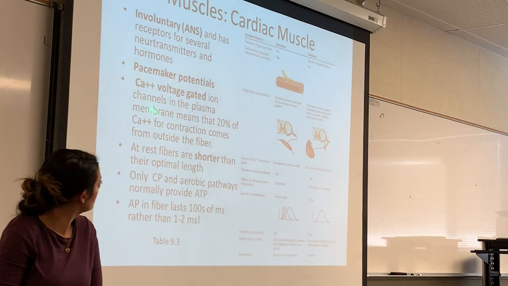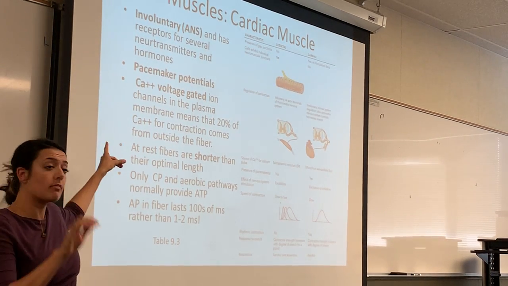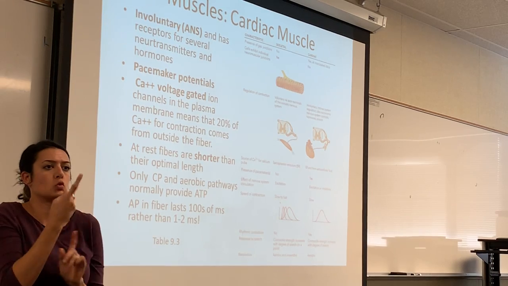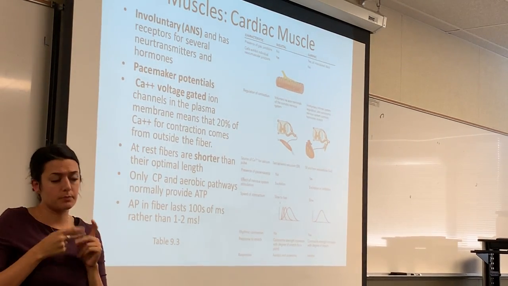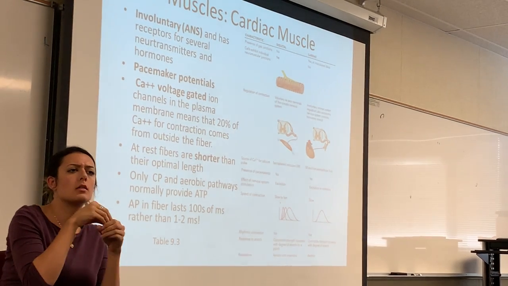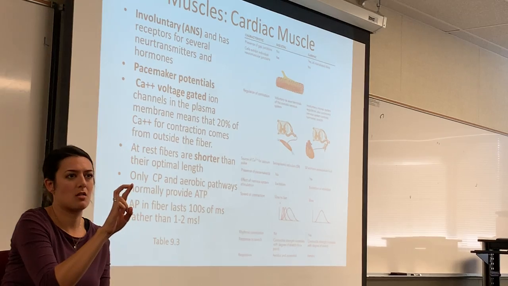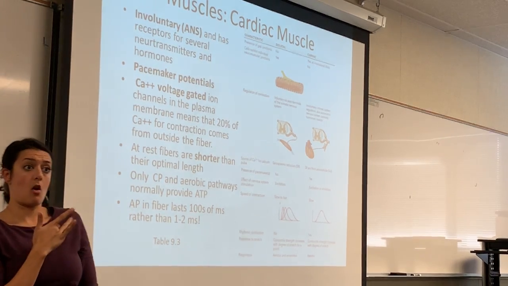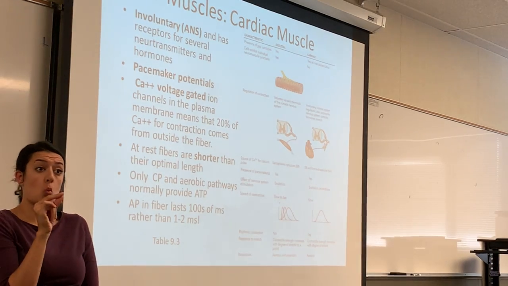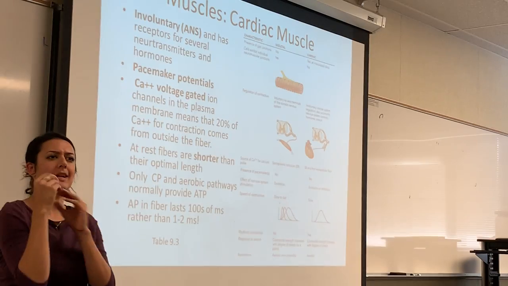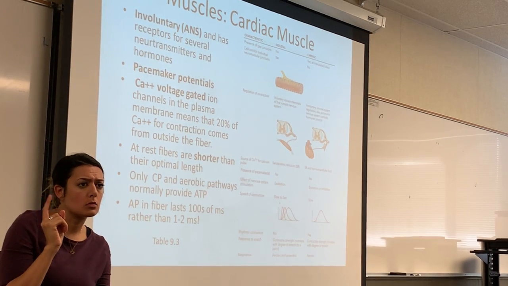So calcium really comes from two sources in the cardiac muscle. Just like smooth muscle, it comes from two sources. Calcium comes from where in skeletal muscle? Only one source, the SR. It only comes from the SR. In the heart, about 20% of calcium comes from the outside of the cell. Where does the other 80% come from? From the sarcoplasmic reticulum.